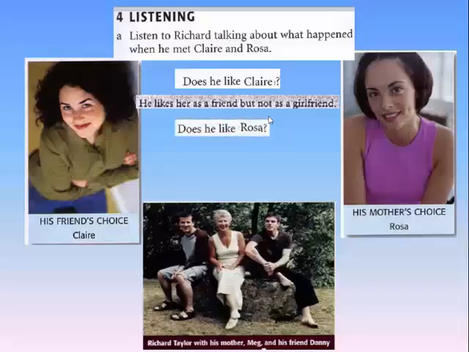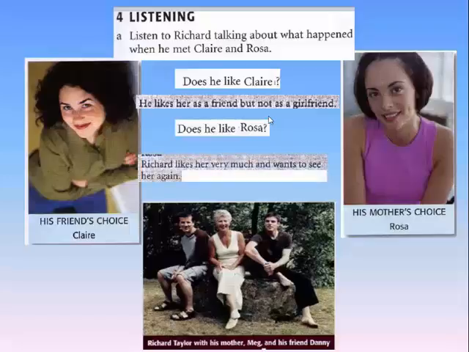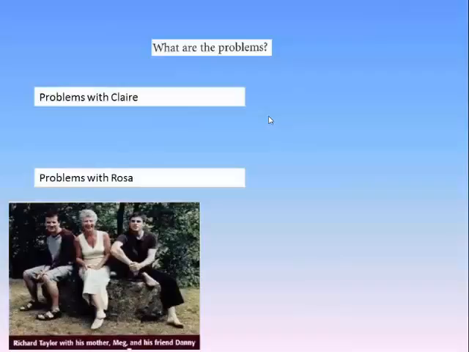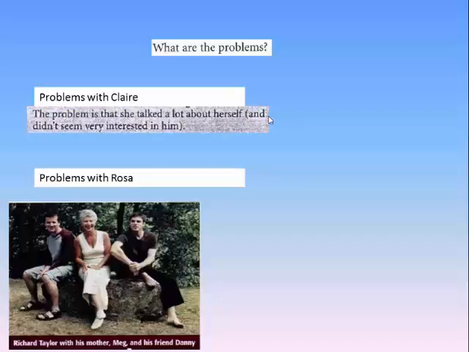Does he like Rosa? Richard likes her very much and wants to see her again. What are the problems? What are the problems with Claire? The problem is that she talked a lot about herself and didn't seem very interested in him. And remember, he likes good listeners. And the problems with Rosa? The problem is that Rosa doesn't think he's her type. So Rosa is not convinced.